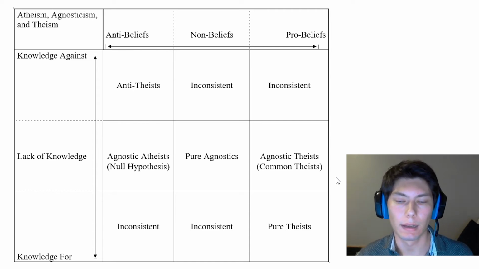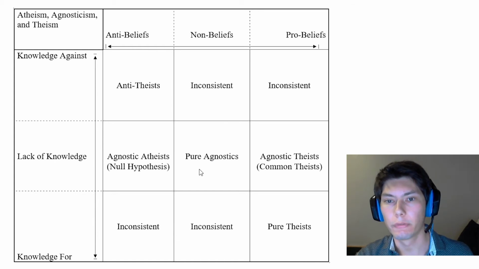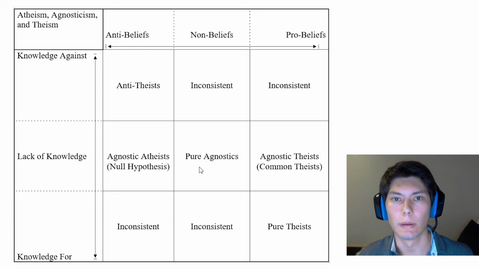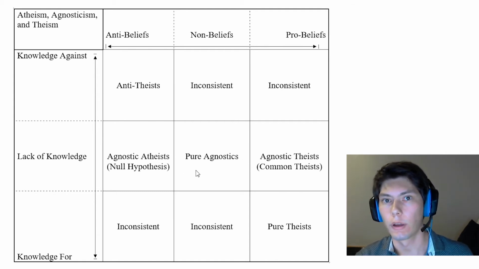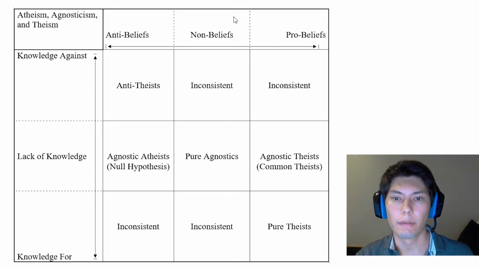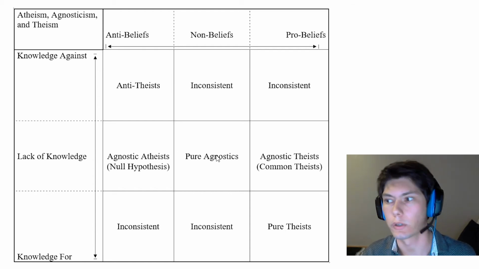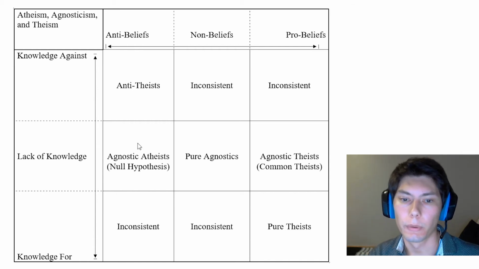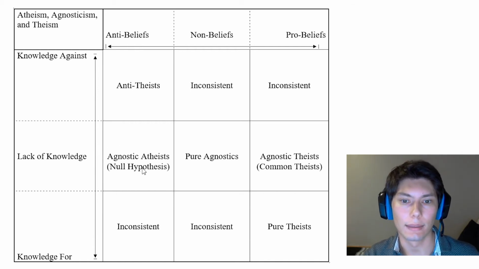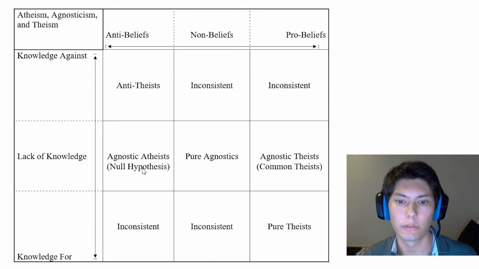And then for our more agnostic, at least when it comes to knowledge, we would have this middle category. If one doesn't hold a belief toward a proposition and they also don't have any knowledge on the proposition, we would consider them a pure agnostic. But then also we could have a case in which you don't have knowledge toward a proposition, so you lack omniscient knowledge, but you might lean one way or another. We would consider this to be an agnostic atheist if one did not believe that God exists.